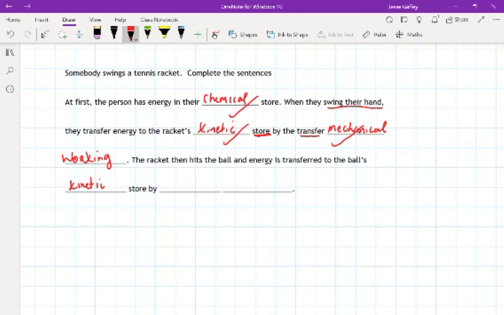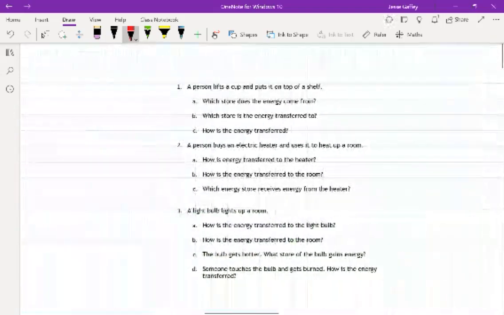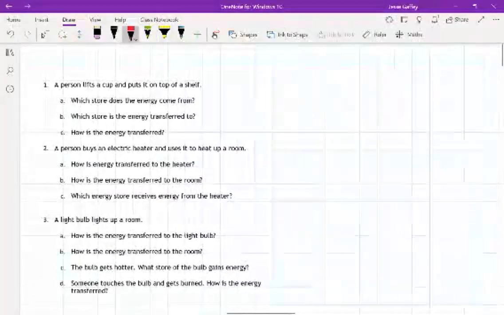And how was it transferred? The racket physically hit the ball. So this is contact, it's a force, it's a pushing force of the racket on the ball. It's going to be, again, mechanical working. Well done. If you got that right, good job. Tick them or fix them. A few more now. Got some questions to practice.